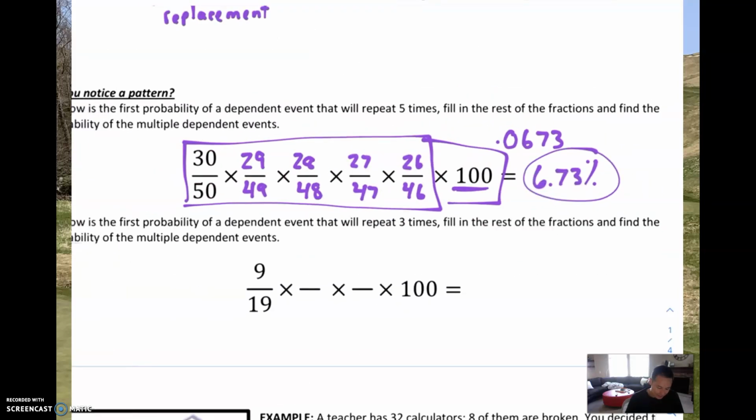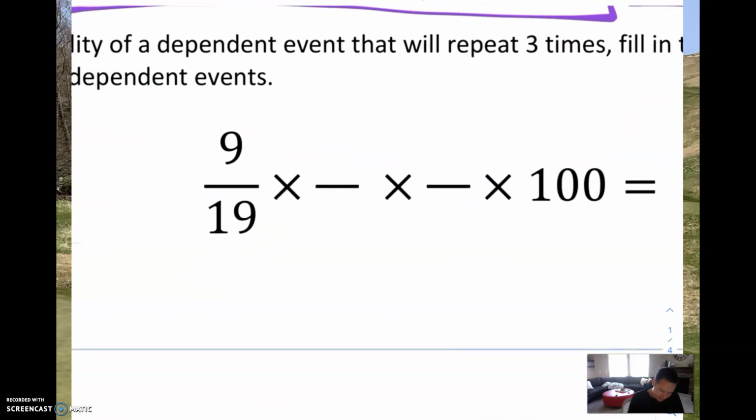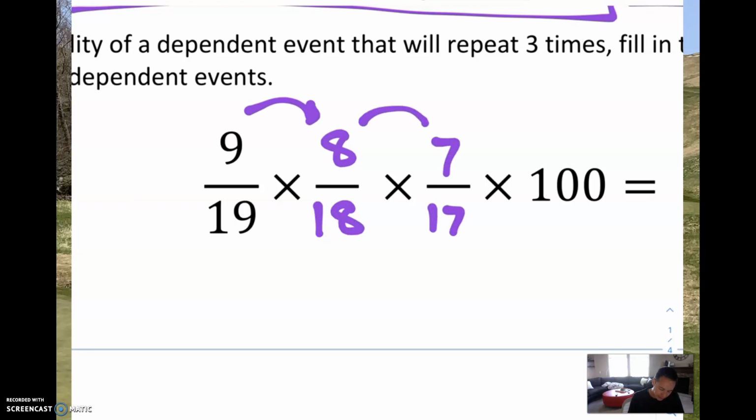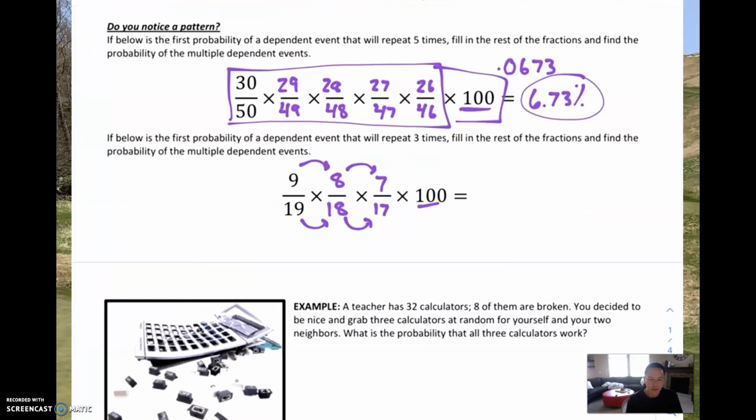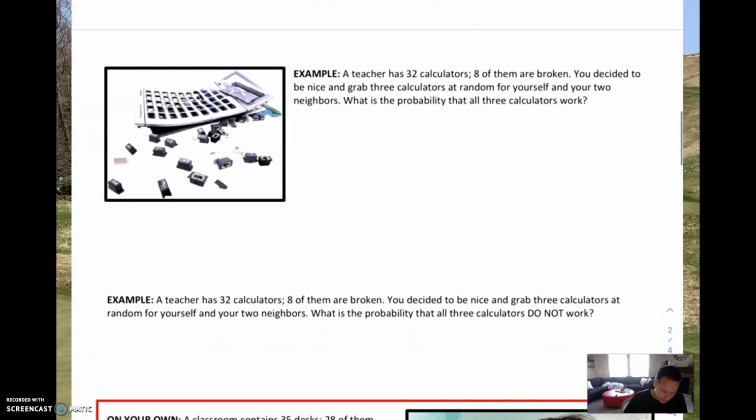I think you kind of get the gist of the next one. We probably don't need to go over it. It's going to be 8 out of 18, 7 out of 17. Every time you select a new one and you don't put it back, it's going to go down by 1. And then the 100 just turns it into a percent for you. So let's take a look at another example.